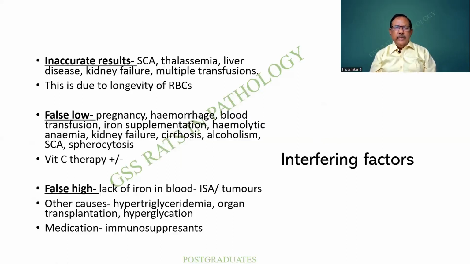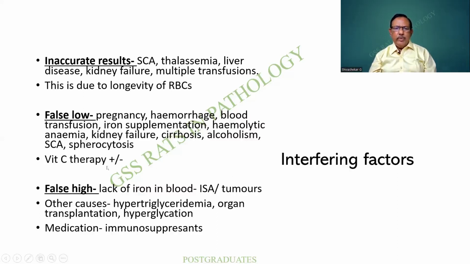The problem with this is there can be inaccurate results in the case of sickle cell anemia, thalassemia, liver disease, etc. Hence, a complete clinical history is mandatory, because in these conditions the longevity of the RBCs is very much decreased. In sickle cell anemia, for example, a full-blown case, the RBC can have a lifespan of 8 to 20 days. It falls low in pregnancy, hemorrhage, blood transfusion, iron supplementation, any form of hemolytic anemia, kidney failure, liver failure, cirrhosis, etc. So a complete clinical history is mandatory.